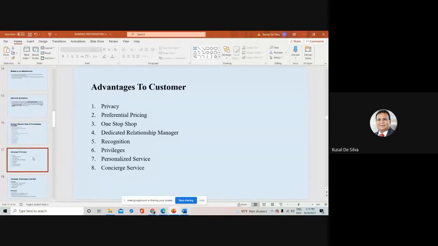Then what are the advantages to the customer? They have privacy. Privacy in the sense that they don't have to discuss with each and everybody. They have a dedicated relationship manager. They can discuss with him or her, and the privacy is assured. They don't discuss their wealth or their other related financial things with any other party. So the privacy is assured.